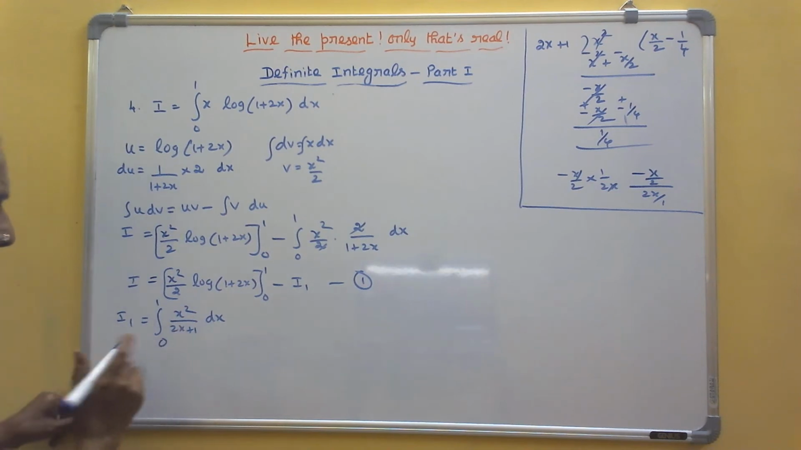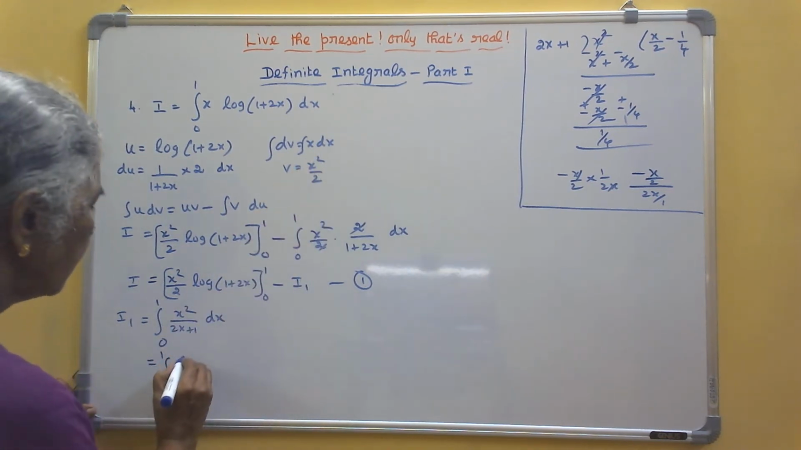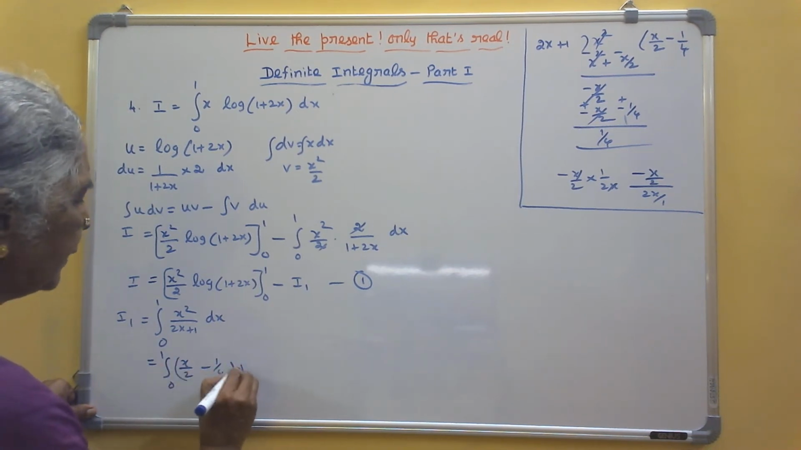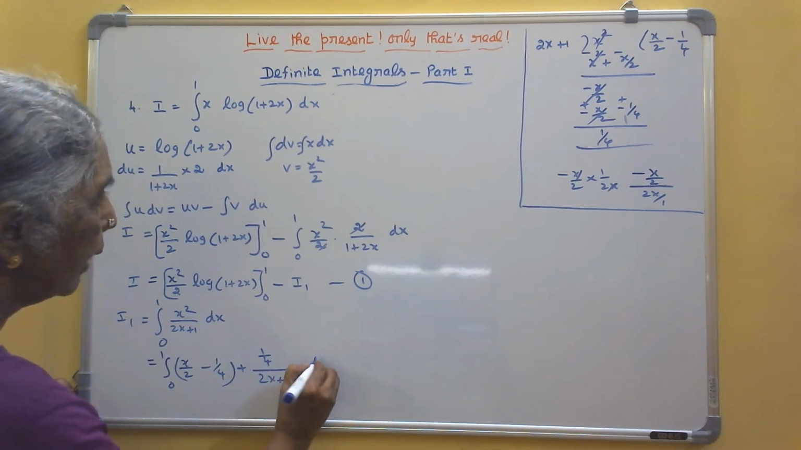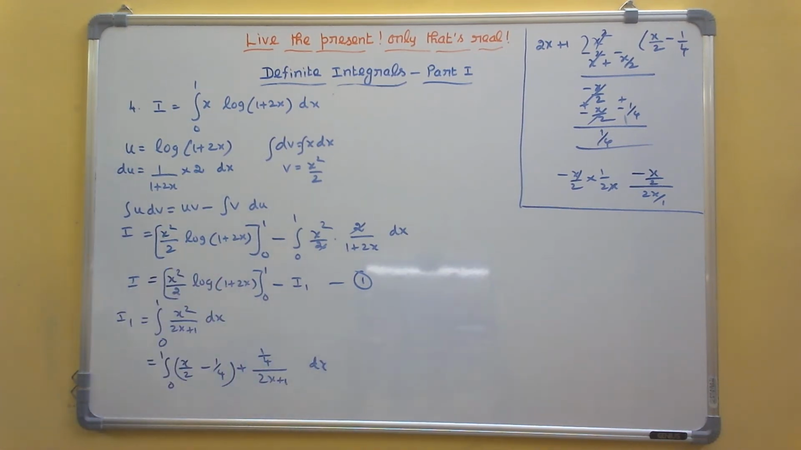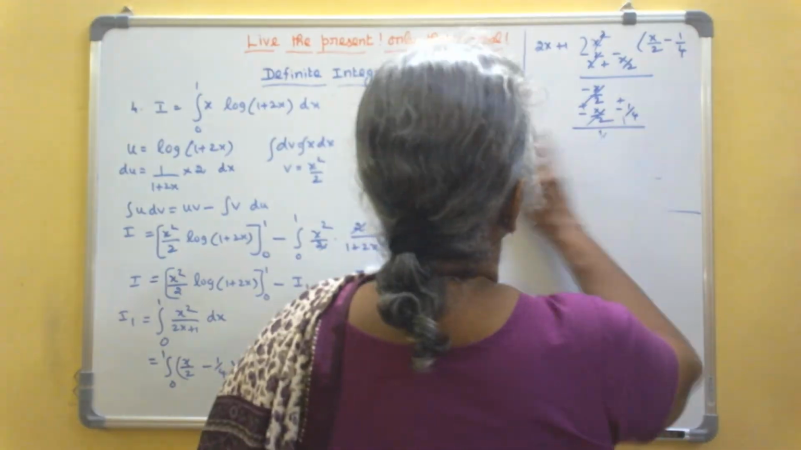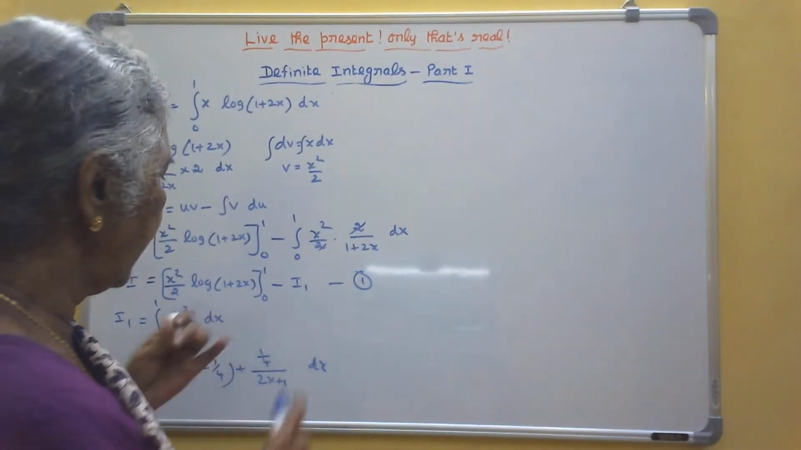So coming here, I can write it as integral 0 to 1. Quotient, what is the quotient? X by 2 minus 1 by 4 plus remainder, that is 1 by 4 by divisor. Then write that dx. Okay? So now, once you write it, we can properly write this and start the integration. So let us proceed now.